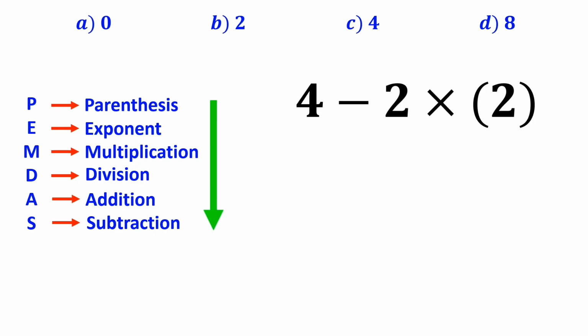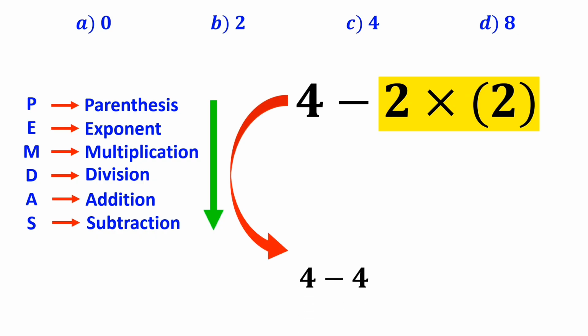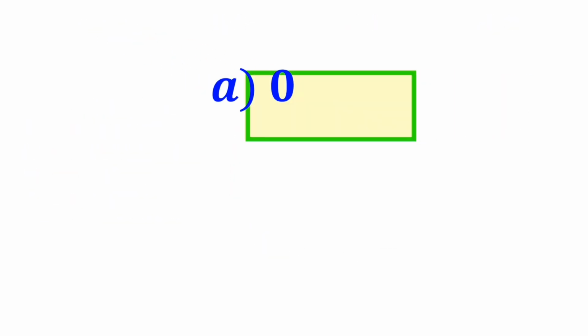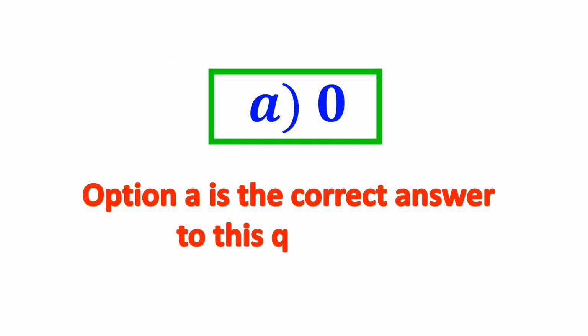In the next step, we move on to multiplication since it has a higher priority than subtraction. So we write it as 4 minus 4. And finally, the value of this expression is equal to 0. Therefore, option A is the correct answer to this question.